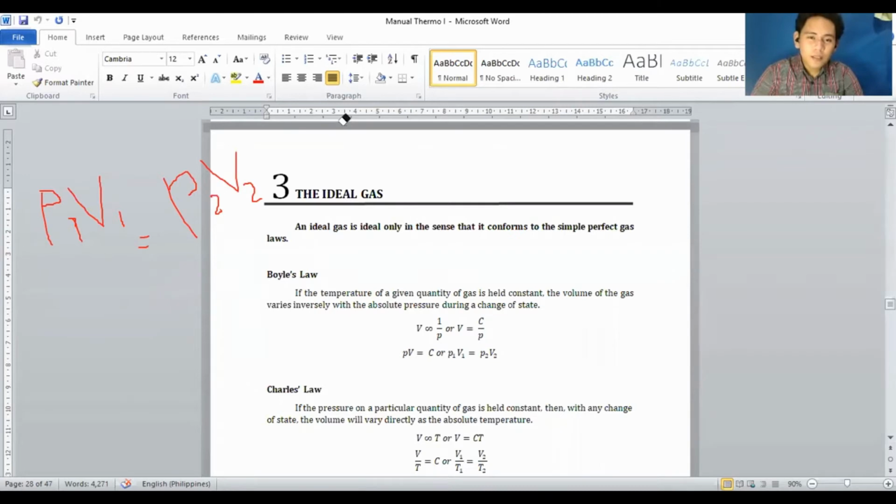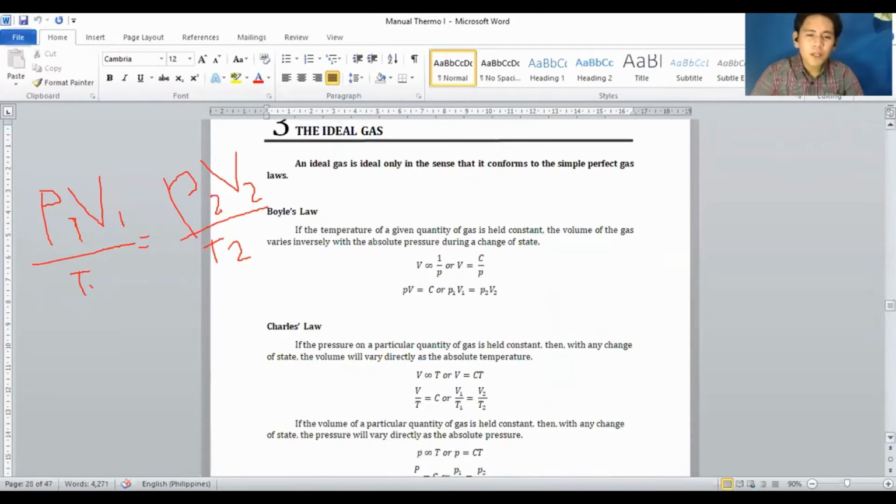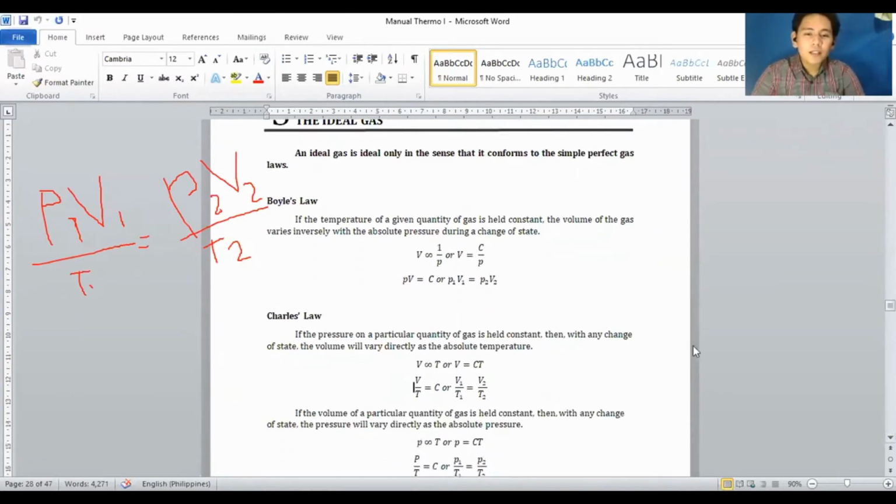Now, let's go back to the original perfect gas equation. In Charles' law, if the pressure of a particular quantity of gas is held constant, then with any change of state, the volume will vary directly as the absolute temperature. So the pressure 1 and pressure 2 are cancelled. Therefore, you only have left V1 over T1, which is this, and V2 over T2, which is this.